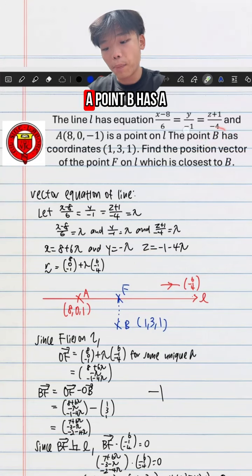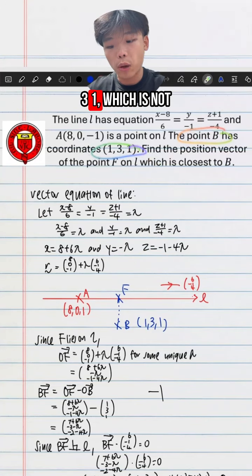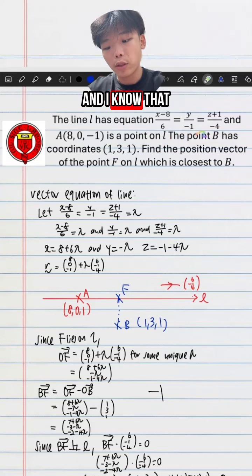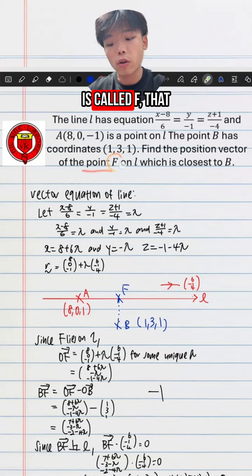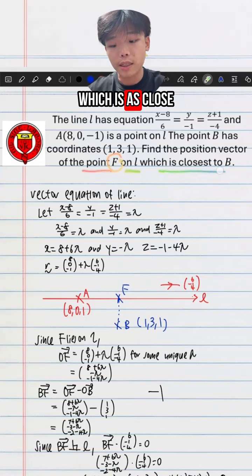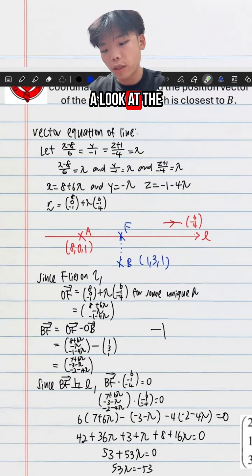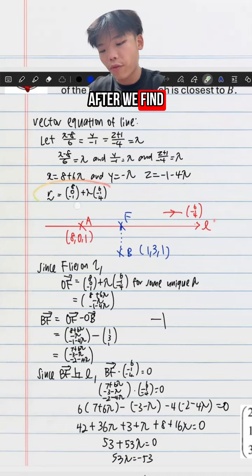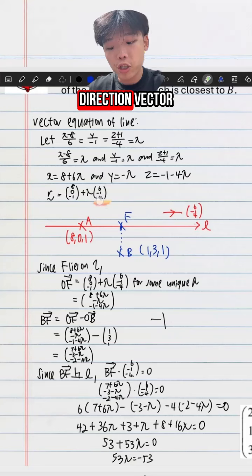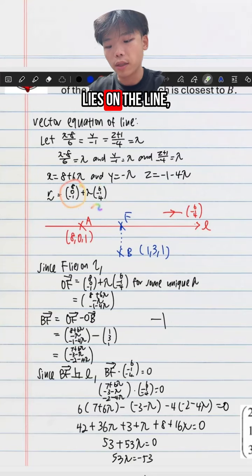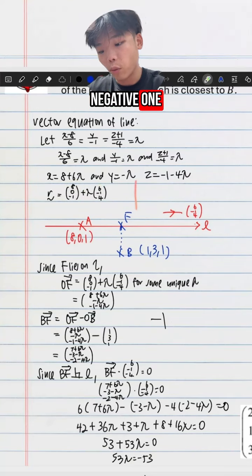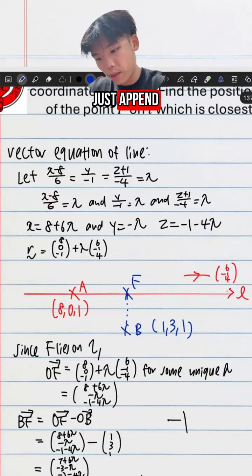And then we are given that a point B has coordinates of (1, 3, 1), which is not lying on the line. And I know that point B doesn't lie on the line because we are supposed to find the point which is called F that lies on the line, which is as close as possible to B. So if we take a look at the drawing over here that I drew, after we find the equation of the line, we can tell that the direction vector of the line is (6, -1, 4), and the point A which lies on the line has coordinates of (8, 0, -1) over here, right? (8, 0, -1). So let me just append the negative over here.